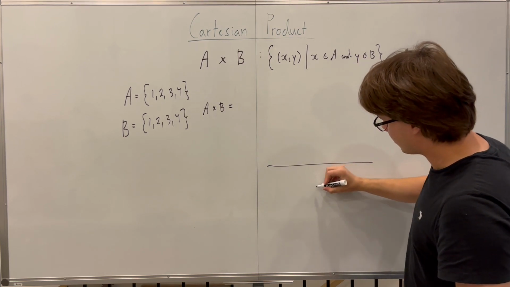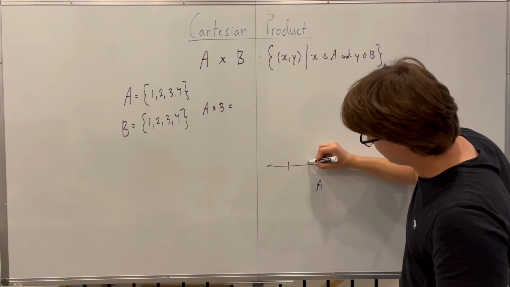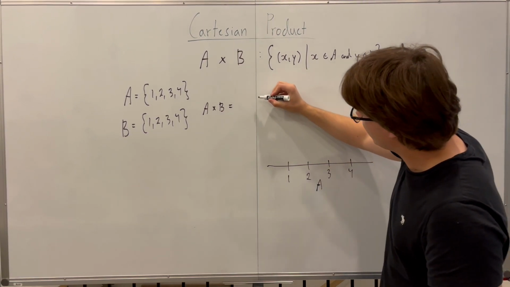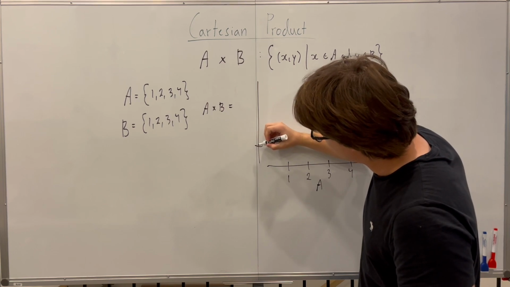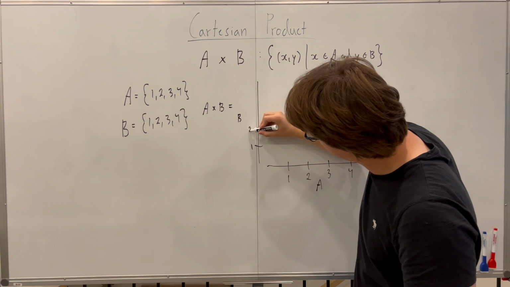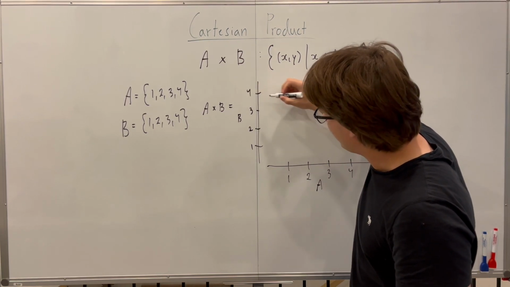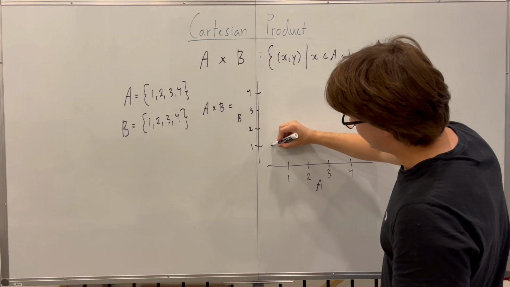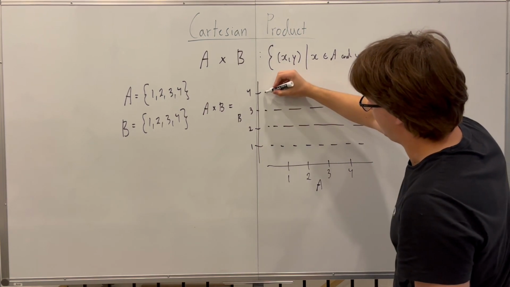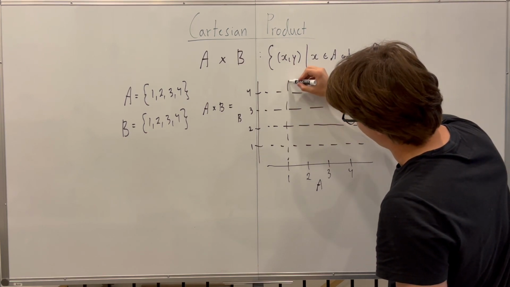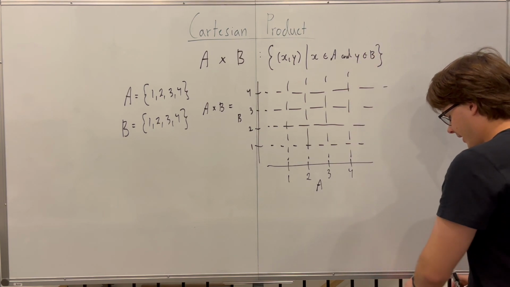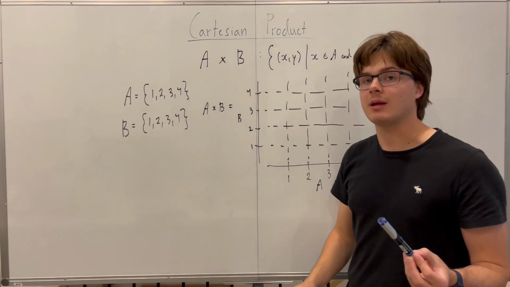We draw a horizontal line for our A, and we can mark down the elements like so. This is going to be our 1, 2, 3, and 4. And then similarly, we can write down the elements for B on our vertical line. So we say 1, 2, 3, 4. And then we visualize these imaginary dashed lines that you can have for each element. And then what we want to do is count how many times they intersect.